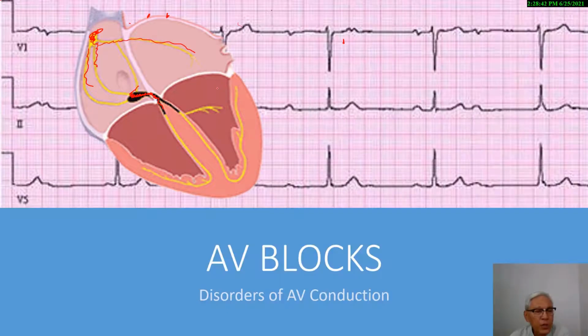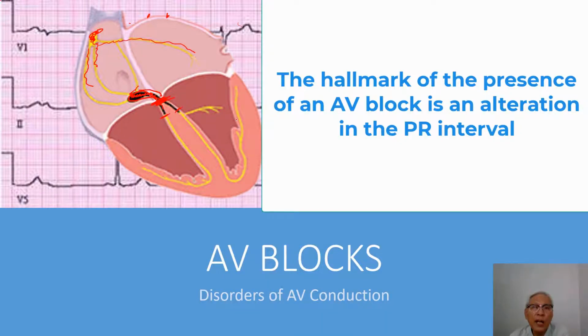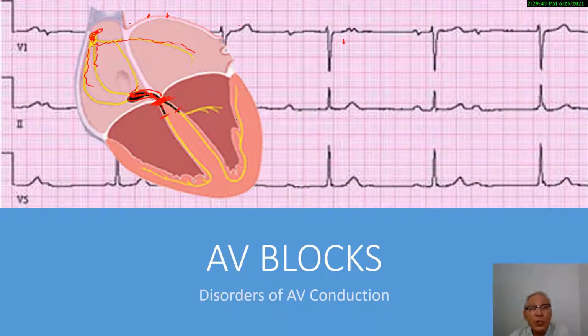Now, in AV blocks, there's going to be a condition wherein the AV node is unable to transmit electrical impulses in its normal fashion. This will be reflected by changes in the PR interval. So the hallmark of an AV block is going to be alterations in the PR interval. And AV blocks are going to be classified according to degrees, with obviously the least dangerous being a first degree and the most dangerous being a third degree heart block.